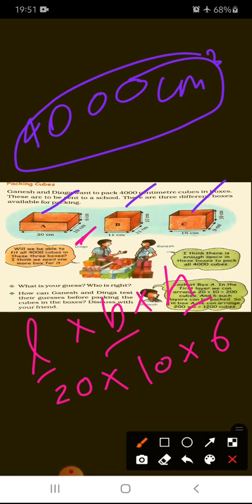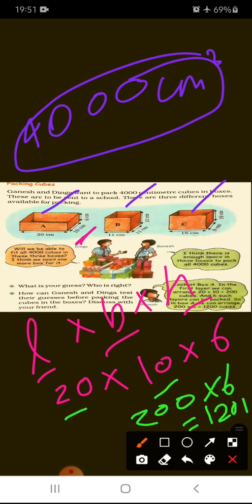I'm writing the answers with green color. So here you can see 20 multiplied by 10 is 200, and 200 multiplied by 6 is 1200. So our answer is 1200, which means 1200 is the volume of the first box.